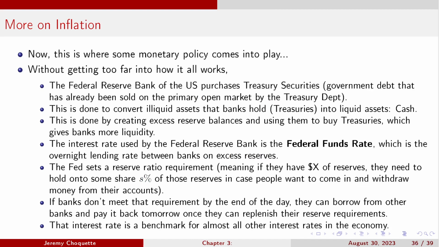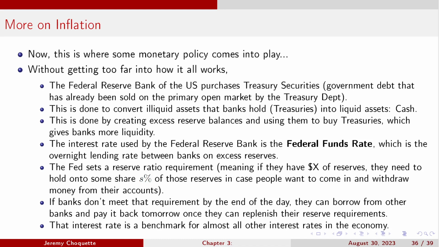Now, this is where monetary policy comes into play. Without getting too far into how it works, essentially the Federal Reserve buys treasury securities, government debt, on the open market. They do this to try to convert illiquid assets that banks are holding, treasuries, these government bonds, into a liquid asset, which is cash. And they do this by creating excess reserve balances and then using them to buy treasuries, which gives the bank more liquidity. Now, the interest rate used by the Federal Reserve is what's known as the Fed funds rate, and it's the overnight lending rate between banks on excess reserves.